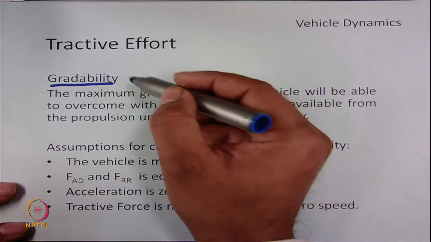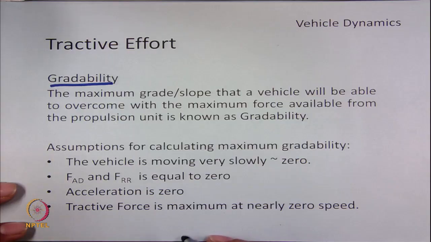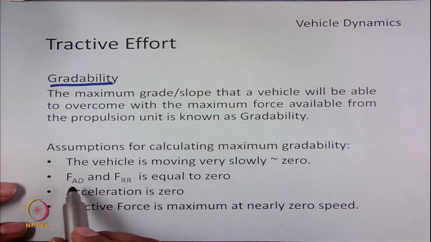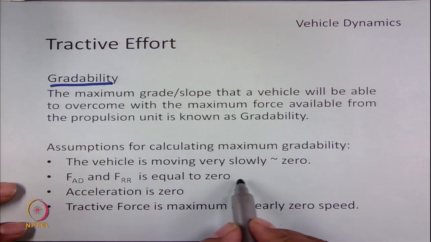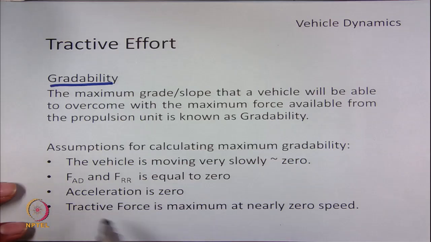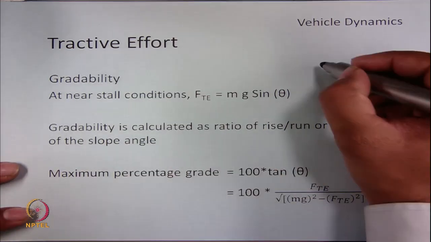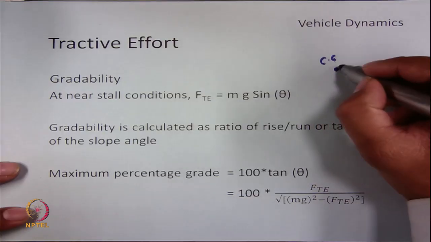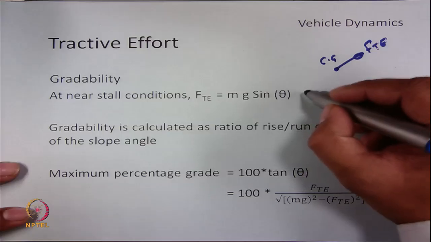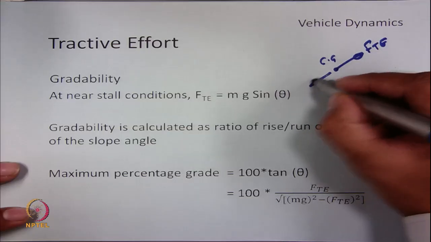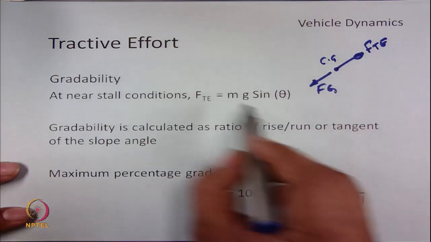In calculating the gradability, we generally assume a few things. We assume that the vehicle is moving very slowly, almost zero speed, so the force due to aerodynamic drag and rolling resistance is neglected. Acceleration is zero because velocity is almost zero, and we are applying the maximum tractive force that is available from the propulsion unit. Under these conditions, if this is the center of gravity, the tractive force is supporting only the gradient force, which is mg sin theta.